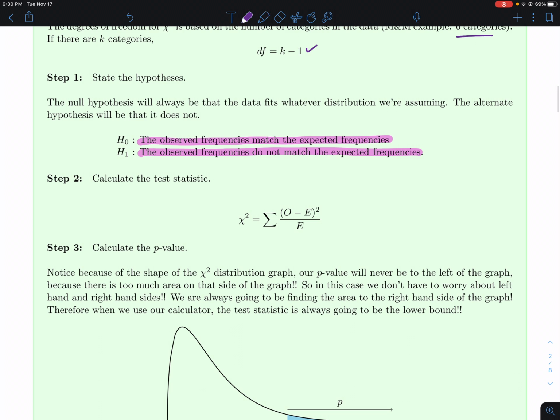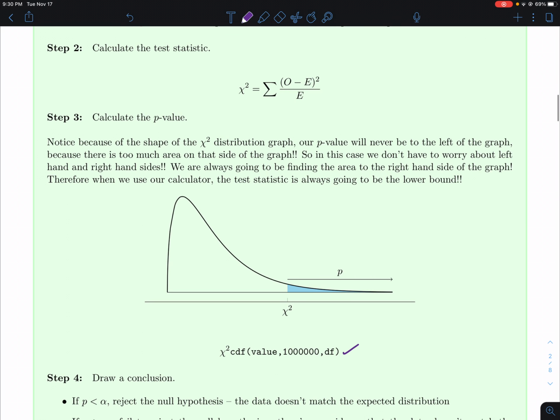The test statistic, we just talked about that. I'll show you how to calculate it because that can be a little bit tricky, and I'll show you a couple different ways to do it. Calculating our p-value, we're going to use the chi-squared CDF value after we've used our test statistic to compare with the alpha level. And just like the t, we have to find the alpha level for every single problem, because the degrees of freedom are going to change every single problem.